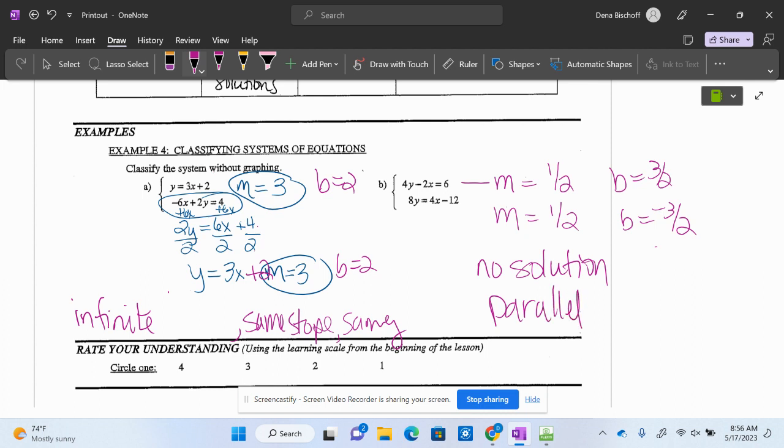Again, what could you use to graph these or check these? Desmos. Use Desmos. If you put 2 equations into Desmos and it only gives you 1 line, that tells you that those lines smashed right on top of each other.